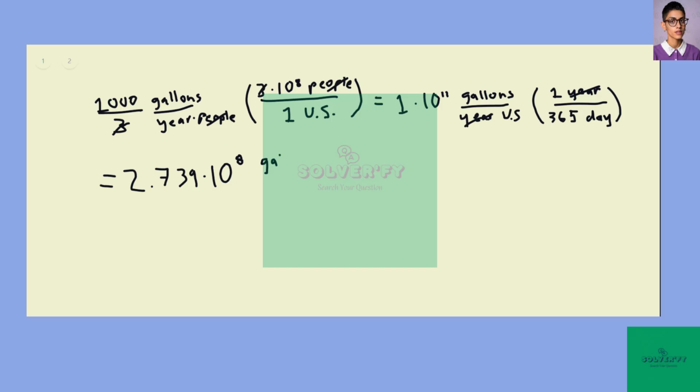Gallons per US in a day. But as mentioned before, based on our significant figures, we only had 1. So we just use this quantity and round. So it's just 3 times 10 to the 8 gallons used in the United States per day.